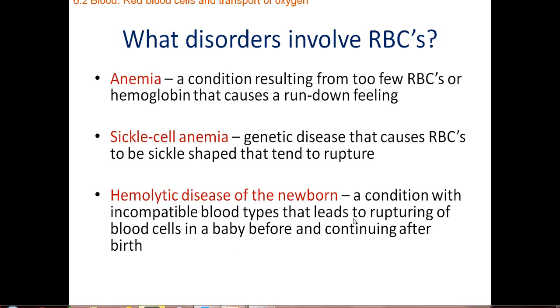Hemolytic disease of the newborn. This is a disorder where the blood cells can burst in a baby before they're born and maybe after they're born. So we're going to talk about that when we talk about Rh factors and the hemolytic disease of the newborn. Hemolytic means lyse or break apart. So hemolytic means we're breaking apart the baby's blood cells. Not good.